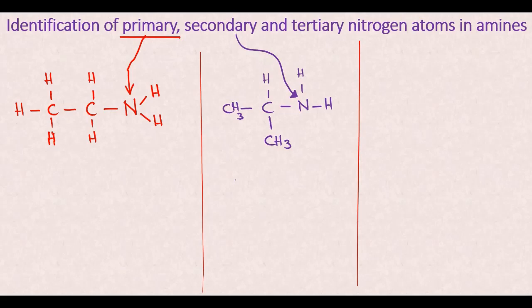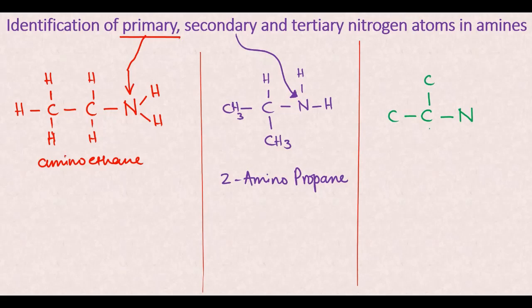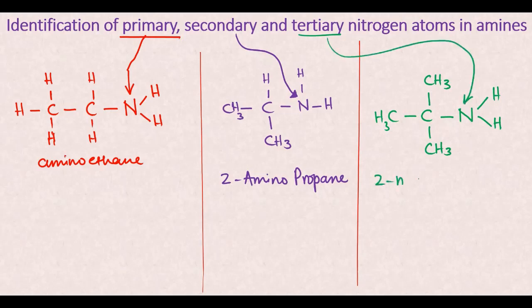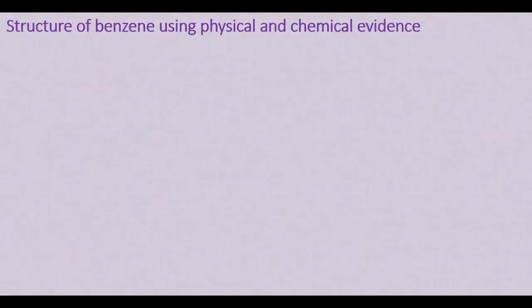The name of this compound is 2-aminopropane, while the compound containing primary nitrogen is aminoethane. There is no need to mention one. A tertiary nitrogen will be a nitrogen connected to a carbon which is further linked to three more carbon atoms. Such a nitrogen is called the tertiary nitrogen. The name of this compound is 2-methyl-2-aminopropane.